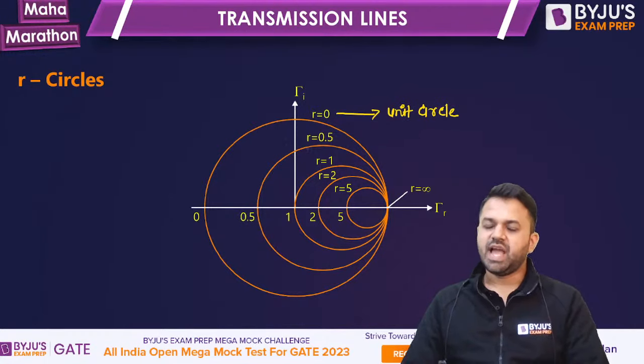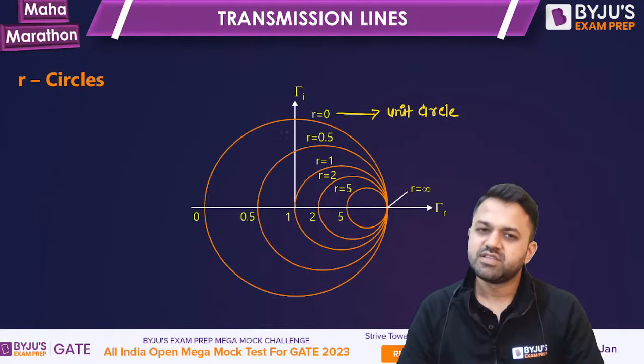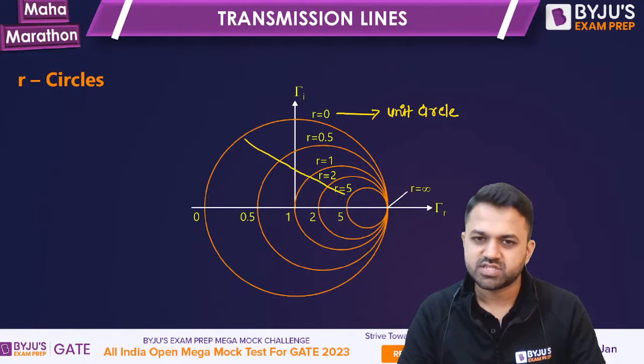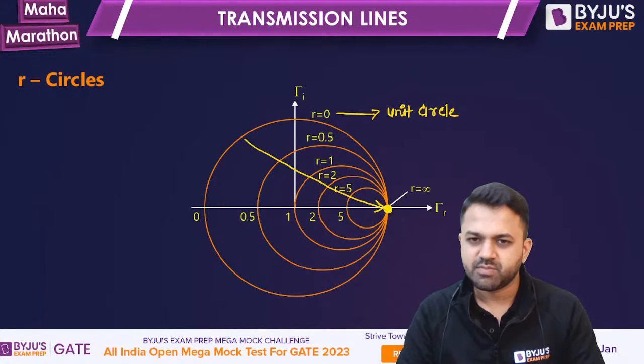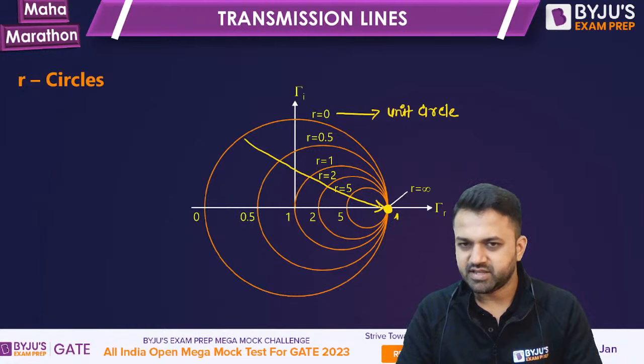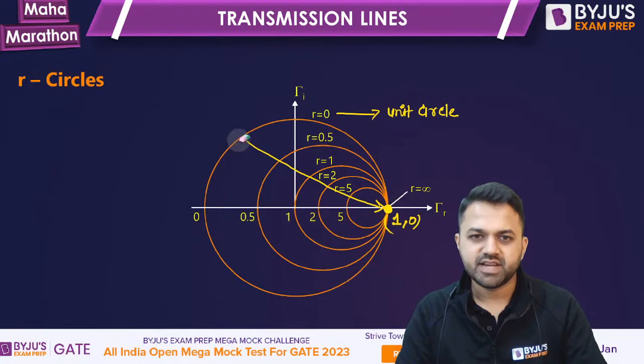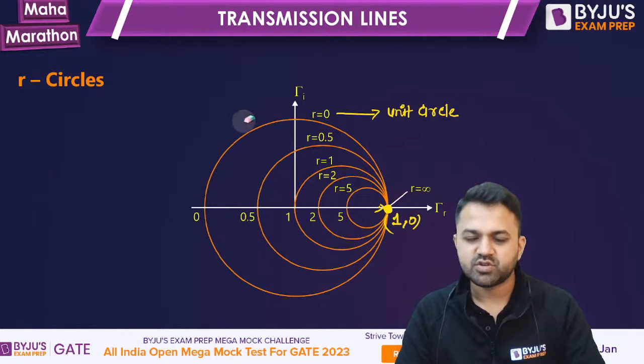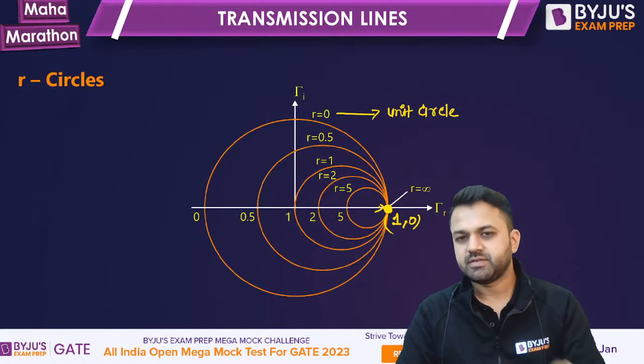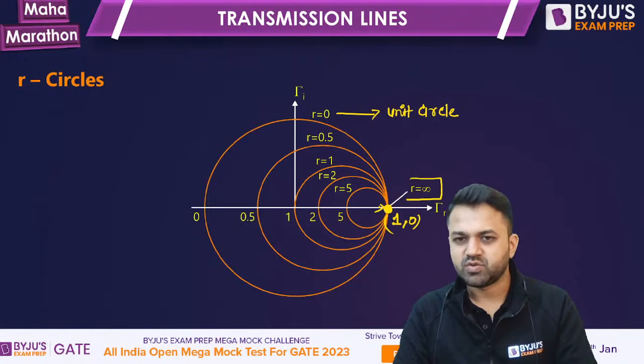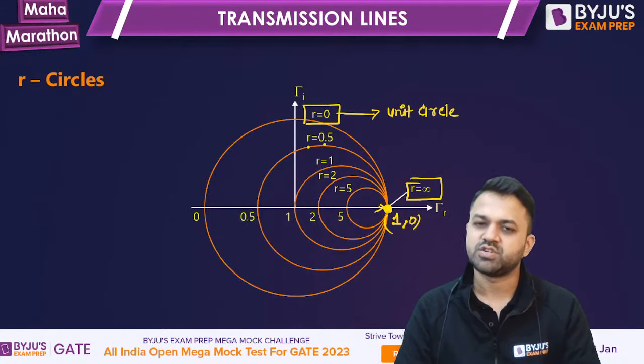So this is the unit circle. As you start increasing the value of r, the radius, the circle is converging towards the point. This is the point where the radius is 0 and the center is 1 comma 0. So here you can see that this circle is converging towards this point. The unit circle is converging towards the point at r equal to infinity. So at r equal to 0 we started, and as you start increasing the value of r, this is r equal to 0.5, this is r equal to 1, then 2, then 5, then infinity. This is converging towards the origin.